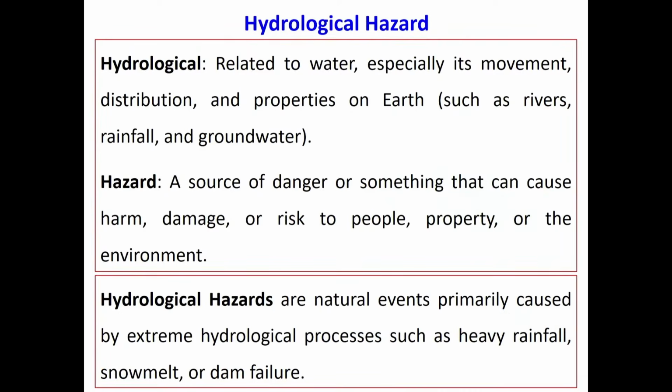So when we say hydrological hazard, hydrological, as we all understand, is related to water, especially its movement, distribution, and properties on Earth, such as rivers, rainfall, and groundwater. And when we say hazard, we mean a potential or threat that can cause harm, damage, or risk to people, property, or the environment. And when we put both together, hydrological hazards are natural events primarily caused by extreme hydrological processes such as heavy rainfall, snow melt, or a dam failure.